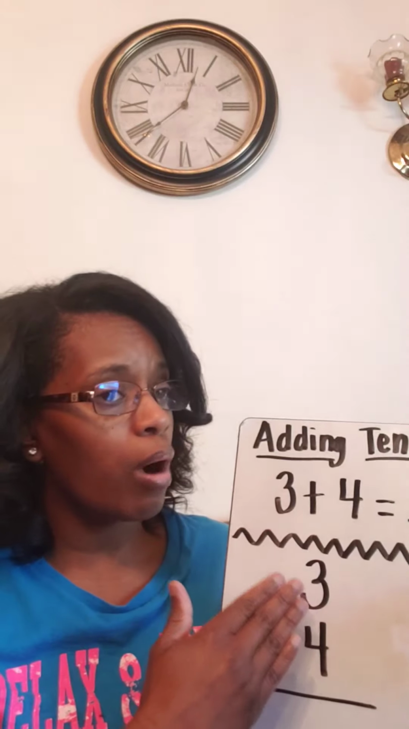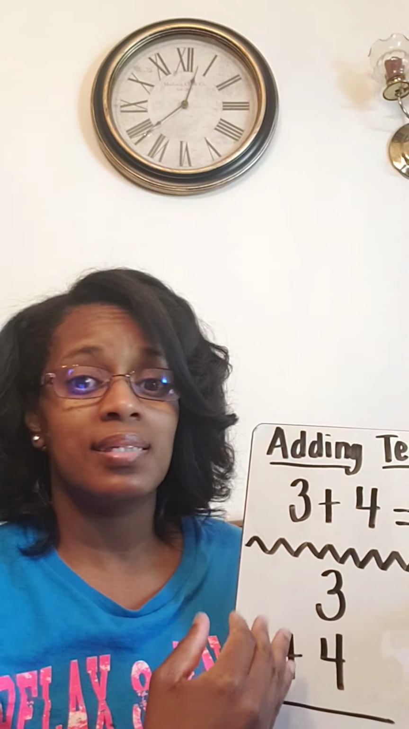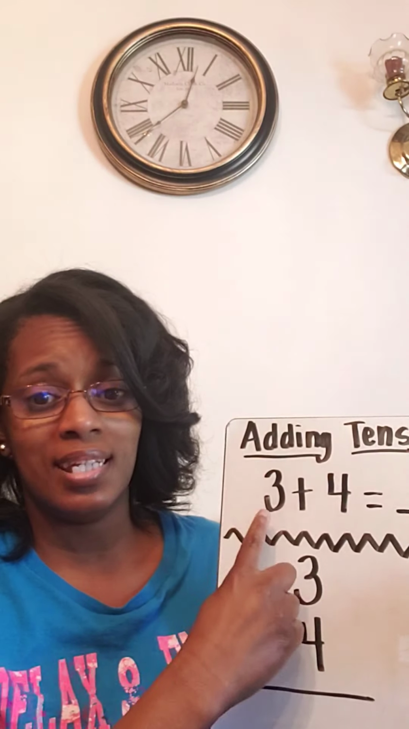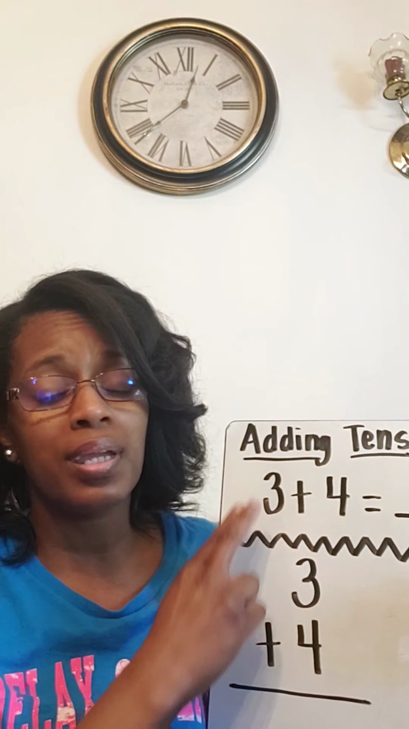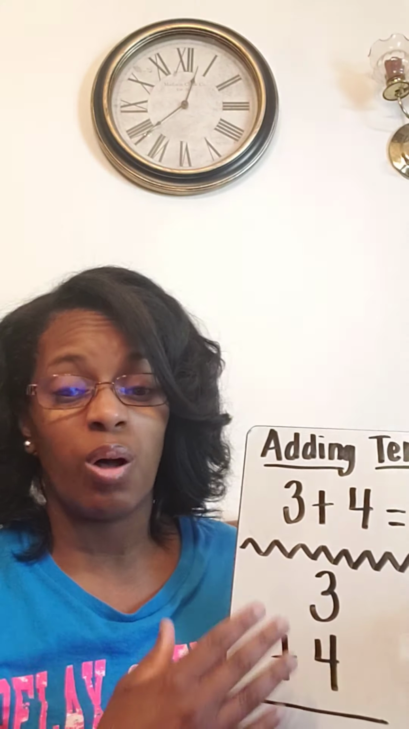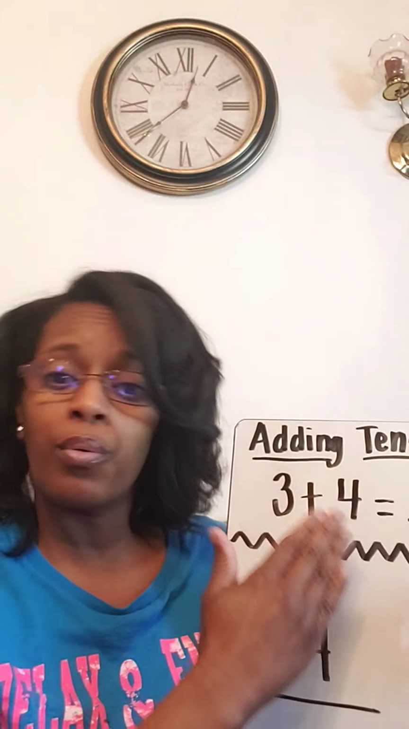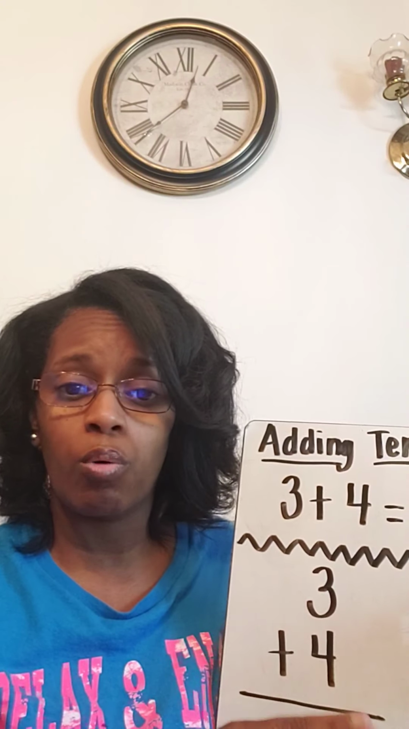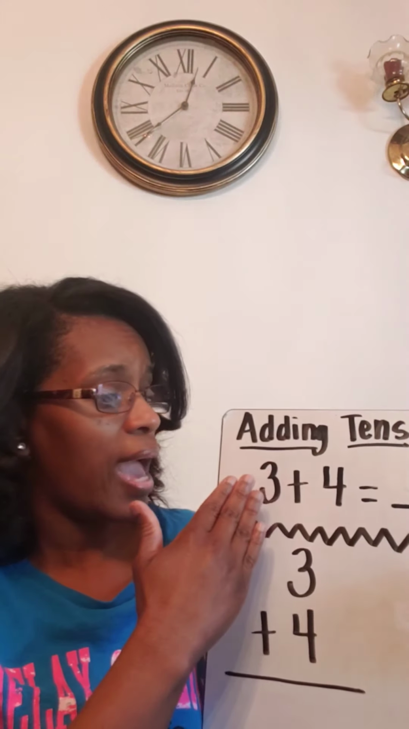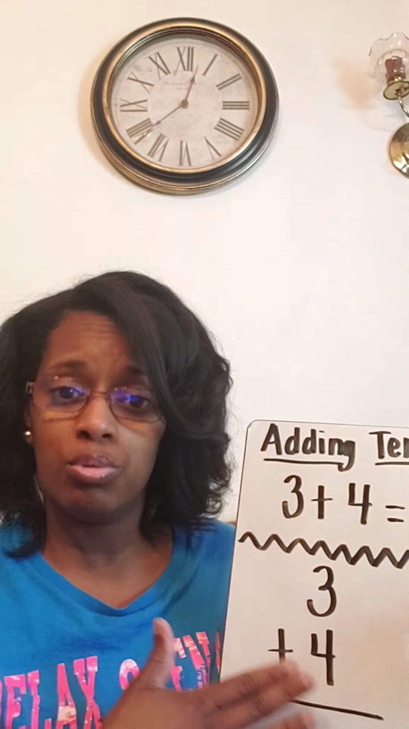Now, this is the same problem, but this problem is one digit numbers. We're just adding a 3 and a 4, okay? So 3 doesn't have any tens. It's only 3 ones, okay? And 4 doesn't have any tens. There's only 4 ones. So these are just adding one digit numbers together, okay? And we're used to that.